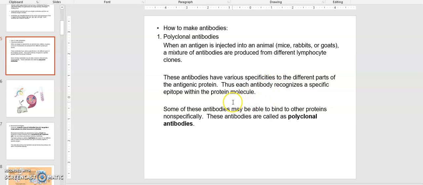Okay, when you do that, there are 2 different types of antibody molecules that you can make. One is called polyclonal antibodies, and the other one is called monoclonal antibodies. Polyclonal antibodies and monoclonal antibodies. So what's the difference? The difference is the way they are made. Polyclonal antibodies are basically made by animals, mammals.